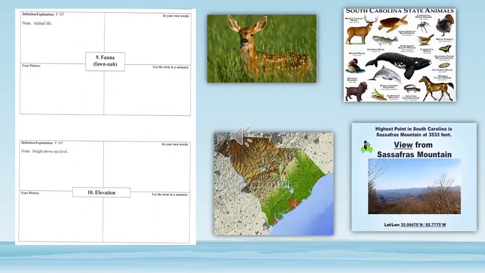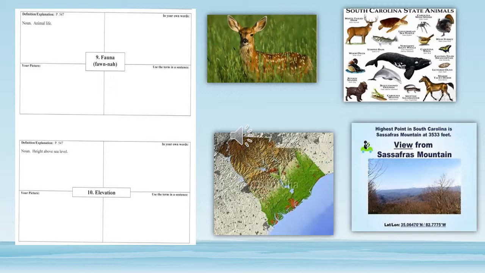Okay, here we come with our word that was a little difficult, a little challenging for me. Fauna. Fauna is just simply the animal life. And I have a picture of a deer, and this is for all our deer hunters. In our area, we see lots of deer.